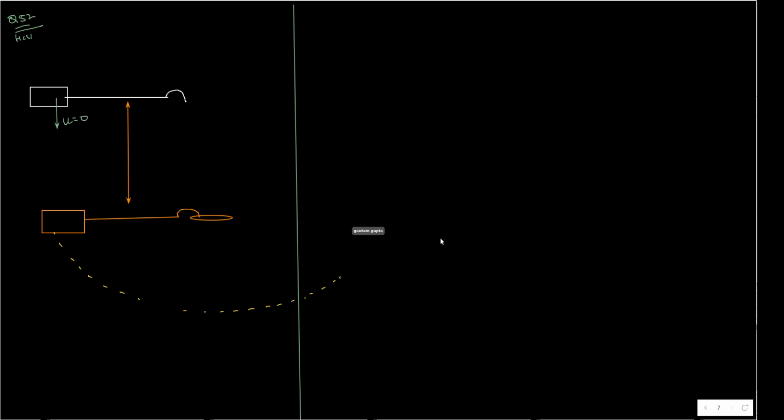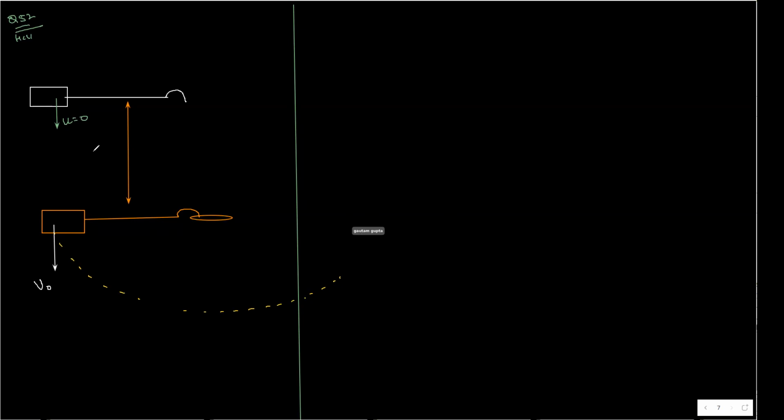So you can solve this question in two parts. In part one, you find the velocity with which the block gets stuck with the hook. This is your v naught. You will find this velocity by applying free fall under gravity.